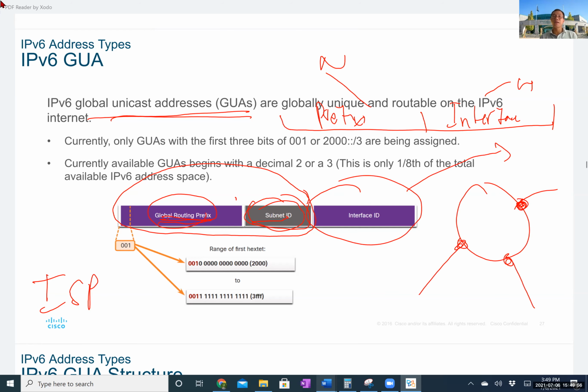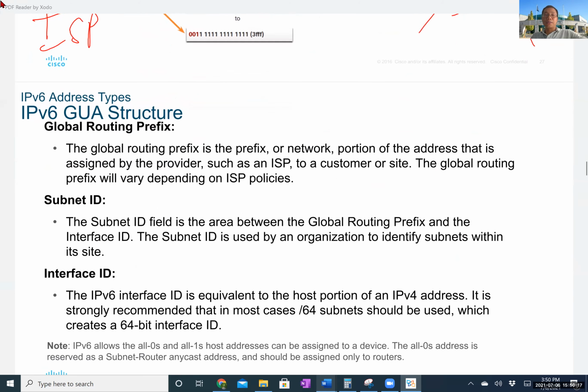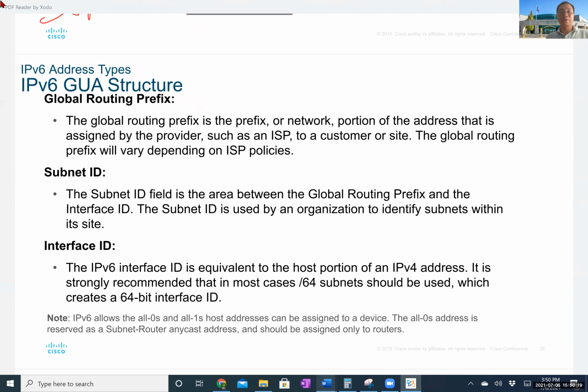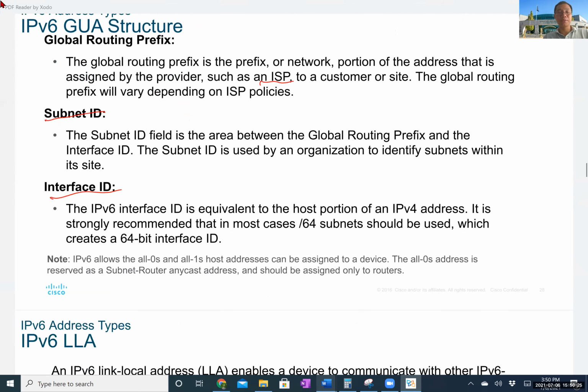Right? So remember, in the case of the global unicast address, you have the global routing prefix. It's something you got from the ISP, and it never changes. It always stays the same here. And the subnet ID, you're able to change it. You can use number 1 for this one, number 2 for this one, and number 3 for this one here. Okay, so we have the global routing prefix, normally given to you from the ISP, the subnet ID, and the interface ID here.